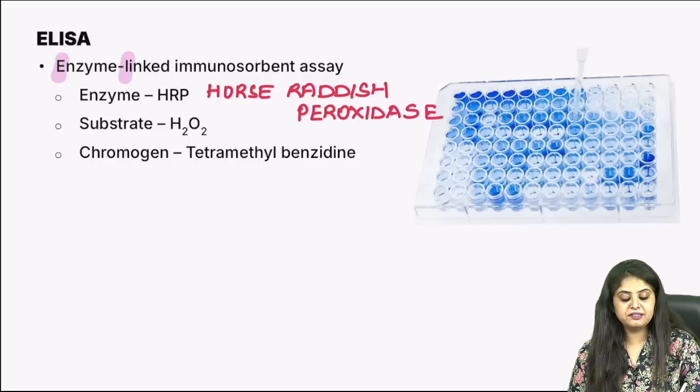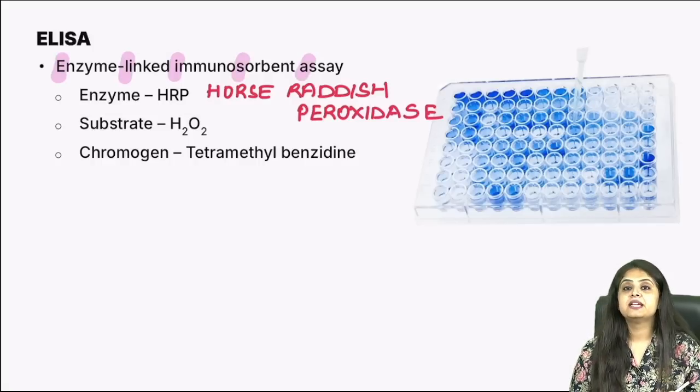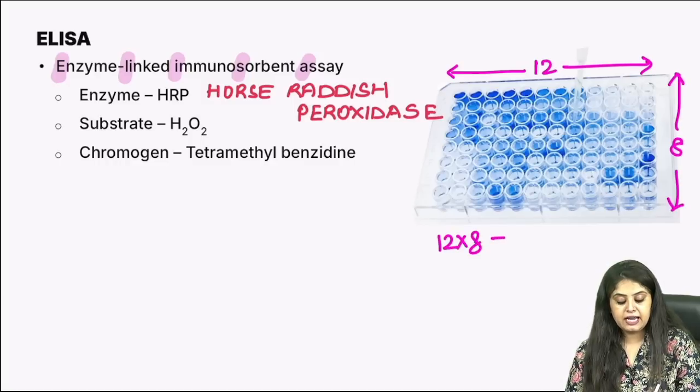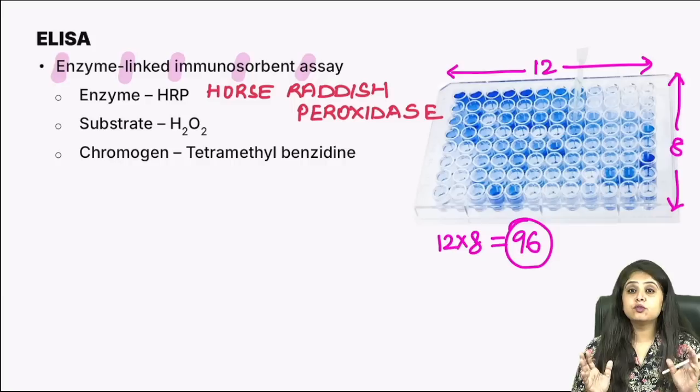ELISA is enzyme linked, so I will be using an enzyme. Enzyme linked immunosorbent assay. This is an ELISA plate where you have 12 wells over here and 8 wells over here. So total obviously becomes 96 wells that I have. I can do so many tests in one go. So of course it's very beneficial.